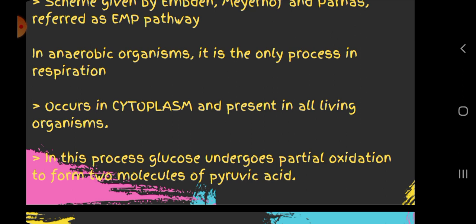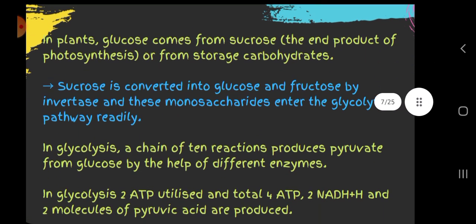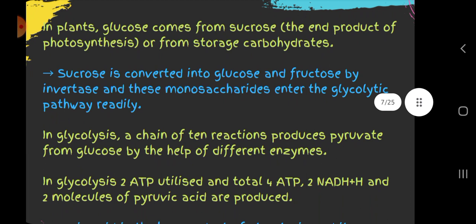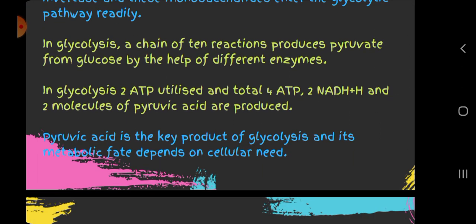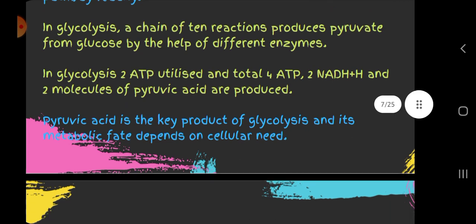In this process, glucose undergoes partial oxidation to form two molecules of pyruvic acid. In plants, glucose comes from sucrose or from storage carbohydrate. Sucrose is converted into glucose and fructose by invertase, and these monosaccharides enter the glycolytic pathway readily. In glycolysis, a chain of 10 reactions produces pyruvate from glucose with the help of different enzymes.